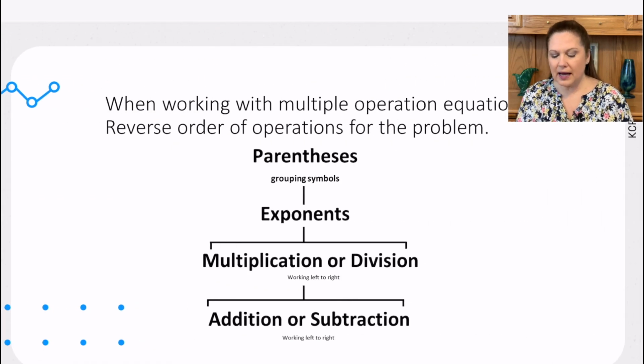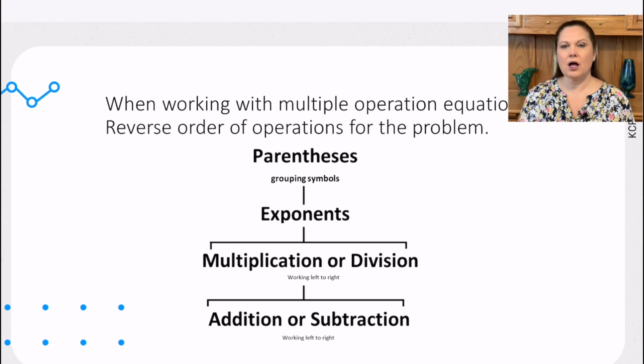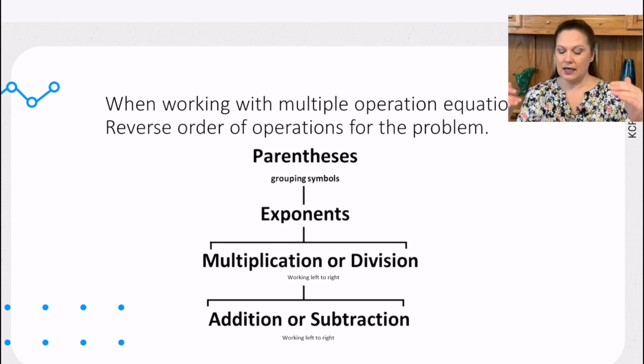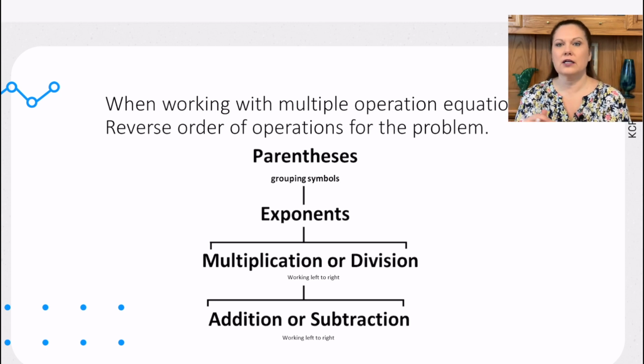So let's talk about when we work with multiple operation equations. Remember, we're going to do the reverse of order of operations for these problems. Order of operations is going to be parentheses. Probably about 6th grade, 7th grade, parentheses really kind of goes out of style because we're having other symbols come in and they represent our grouping symbols. So parentheses, grouping symbols, then we're going to do exponents, then it's multiplication or division working left to right, and then it's addition or subtraction working left to right.